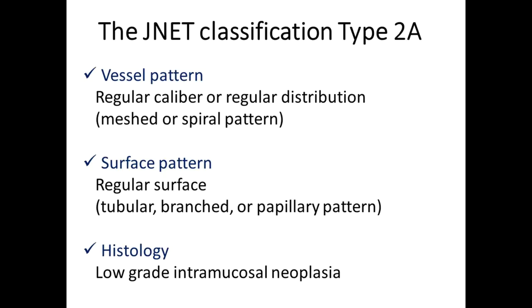The basic characteristics of Type 2A are regular vessel patterns and regular surface patterns. The regularity of the vessel is judged by focusing on the thickness and distribution of the vessels. Typical regular vessels can be described as well-ordered, reticular, spiral, or punctate in form. Type 2A refers to low-grade intramucosal neoplasia.